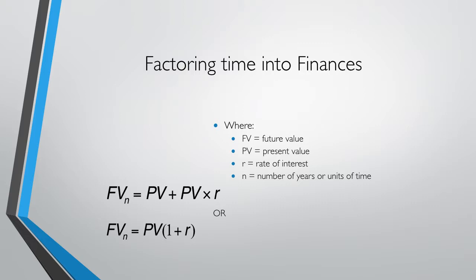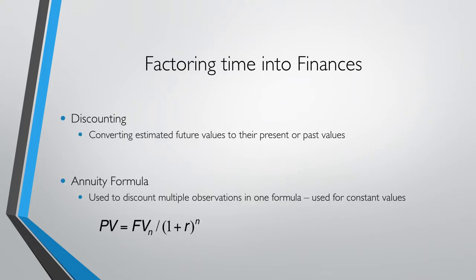Looking at our formula, given our variables, we have the future value sub n equals the present value times 1 plus r, where r is your rate of interest. When you do this, that allows you to compound to see how your money will be affected in future years. Now, the opposite of this is called discounting. Discounting is converting estimated future values to the present value, or taking a value from the future and bringing it back into today's dollars. A popular way to do this is using an annuity formula.